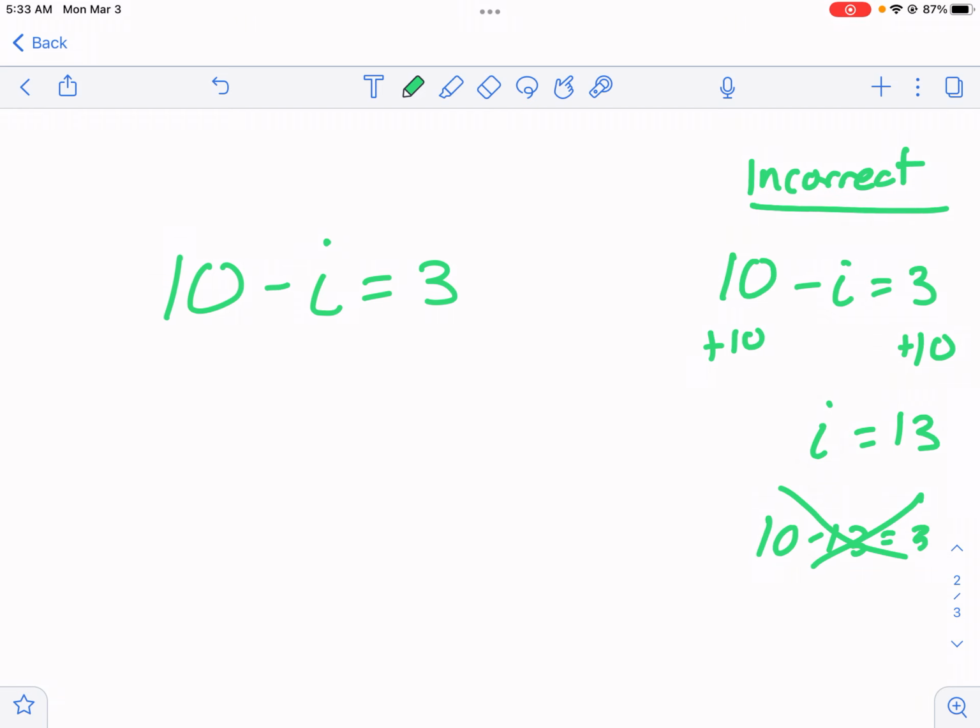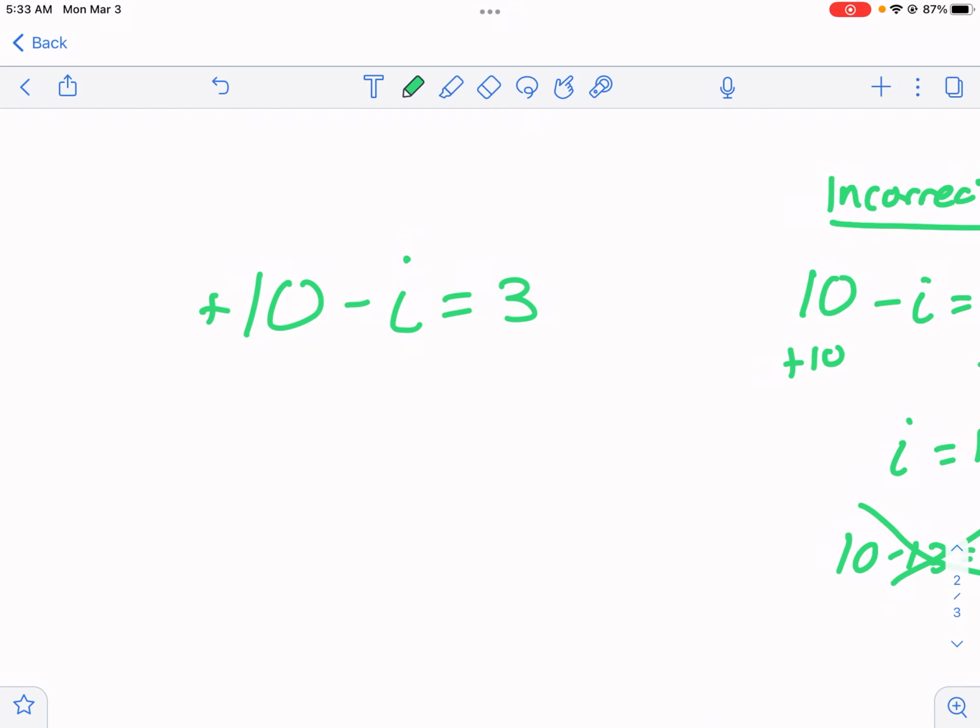Instead, we need to do an inverse operation from positive 10. If that doesn't have a sign in front of it, that's really a positive 10. So we have to do the inverse of positive 10. What's the inverse of positive 10? Subtract 10. So we have to subtract 10 from both sides. That cancels out that. And on the right side, I don't know if you guys have covered this yet in your math class, we haven't in mine currently. We do 3 minus 10, and that gives us negative 7.